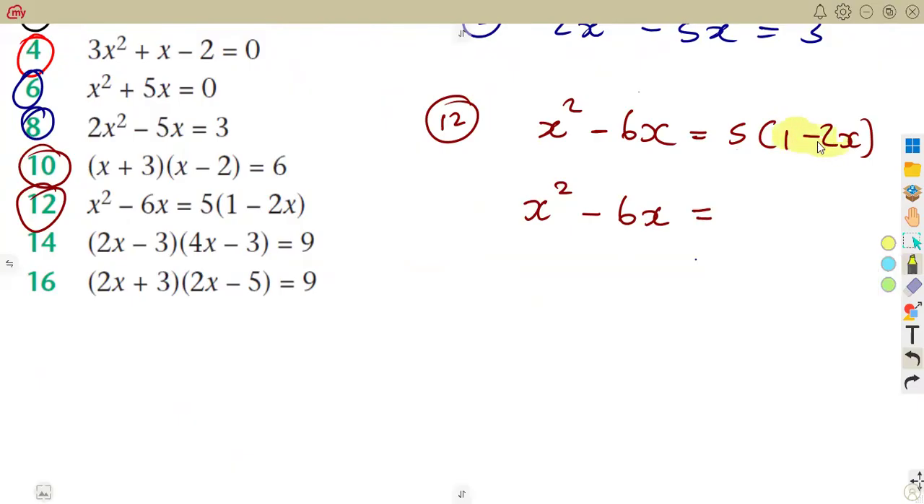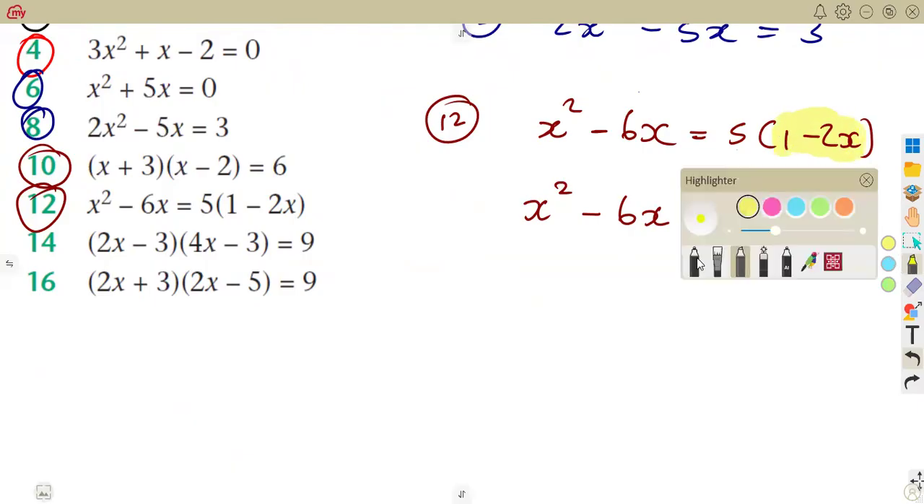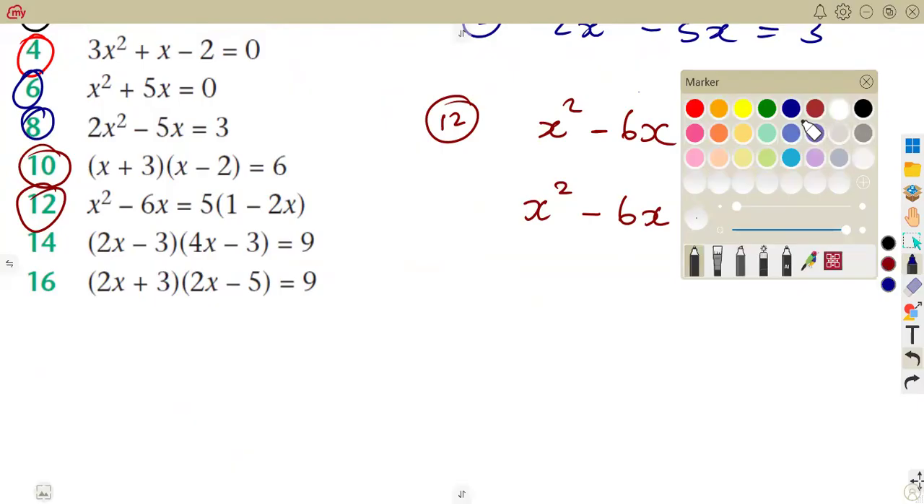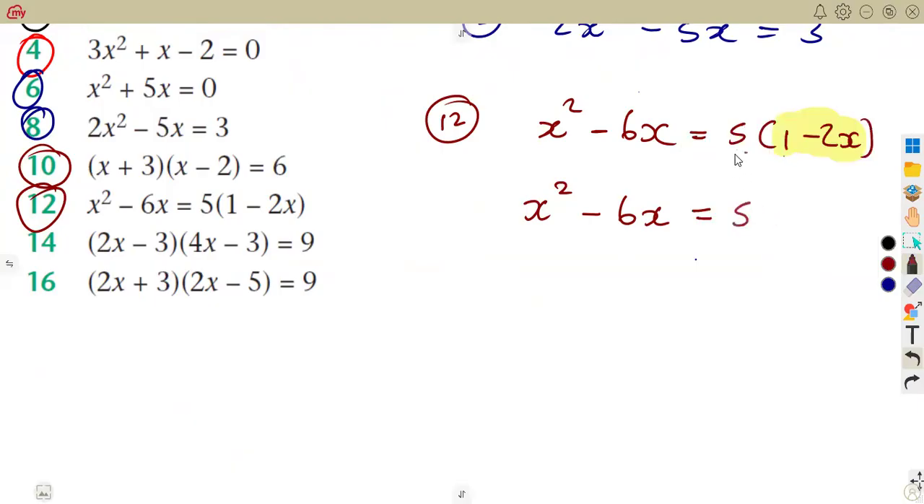So here we have to distribute this 5 into this bracket. So it's 5 into 1 minus 2x. Multiply each and every term by 5. So that's 5 times 1, which is 5, and 5 times minus 2x, which is minus 10x.